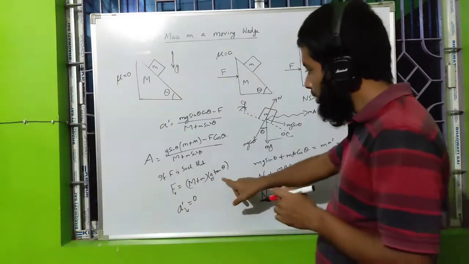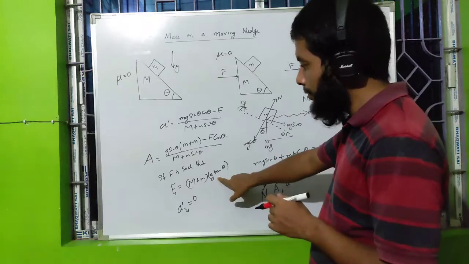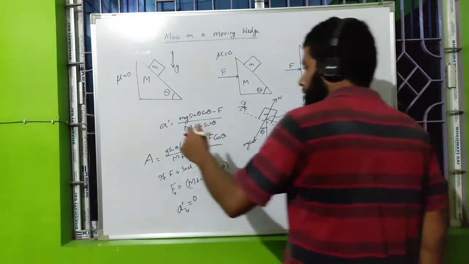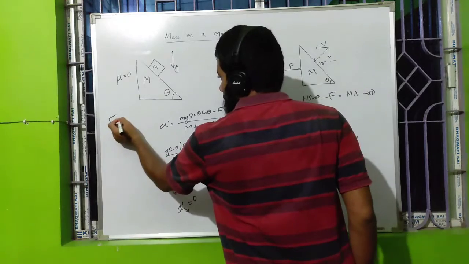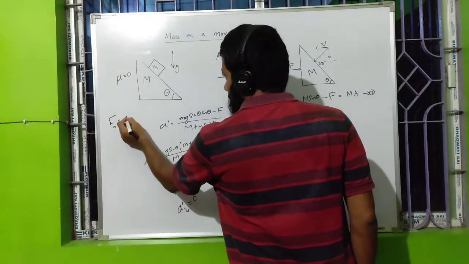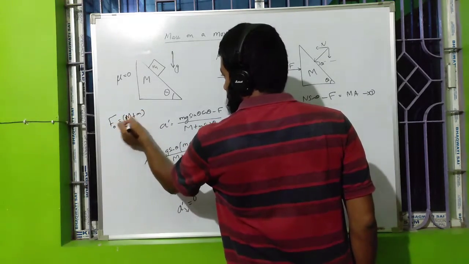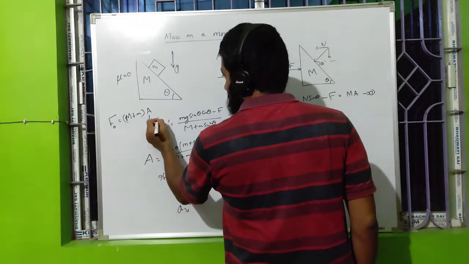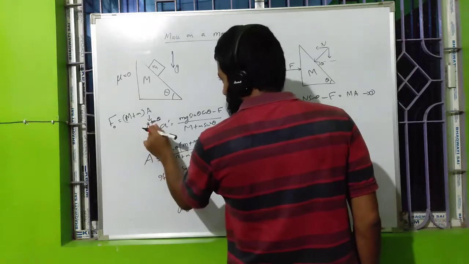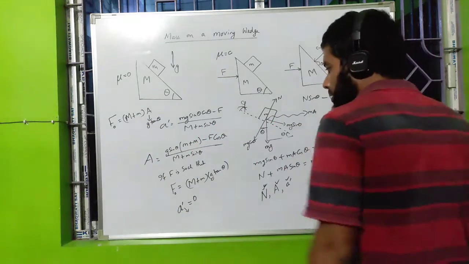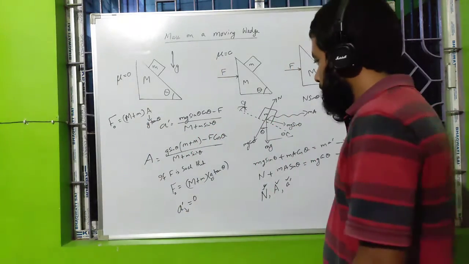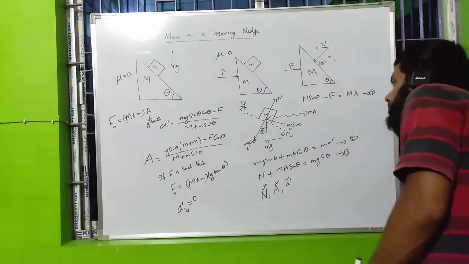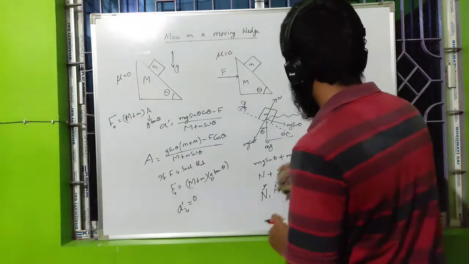And from where do I get this g tan theta? You can ask me this, because I remember there I told you F naught is equal to m plus M into a, and this a came out to be g tan theta. So I put the value of g tan theta here, so m plus M g tan theta. Let me write this, I need some space.